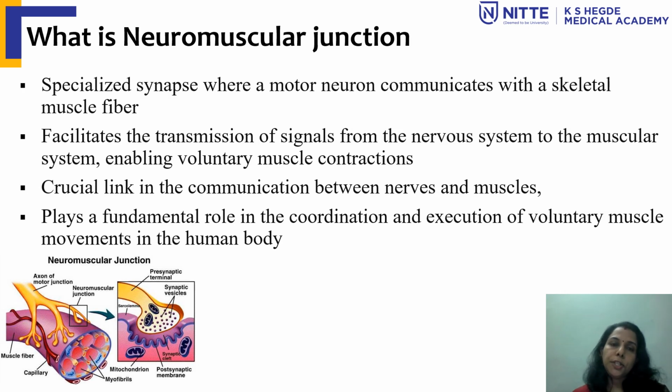What is neuromuscular junction? Neuromuscular junctions are specialized synapses where a motor neuron communicates with a skeletal muscle fiber. This facilitates the transmission of signals from the nervous system to the muscular system, enabling voluntary muscle contractions. This is a crucial link in the communication between the nerves and muscles, and this has a fundamental role in the coordination and execution of voluntary muscle movements in the human body.